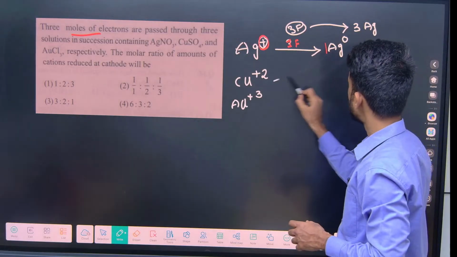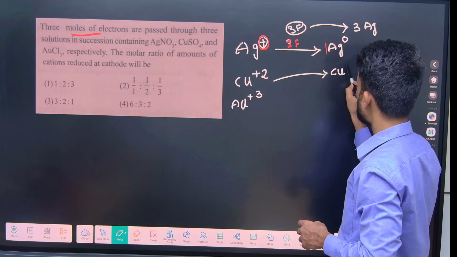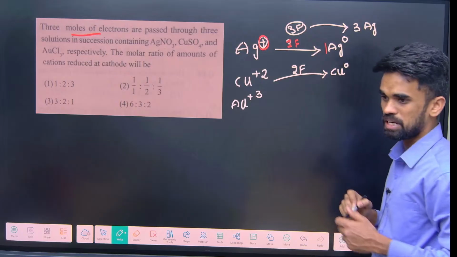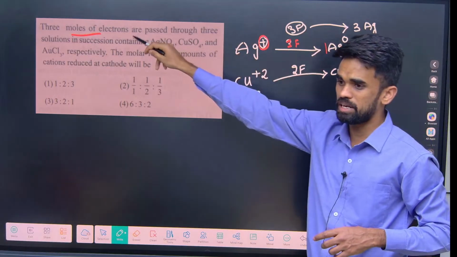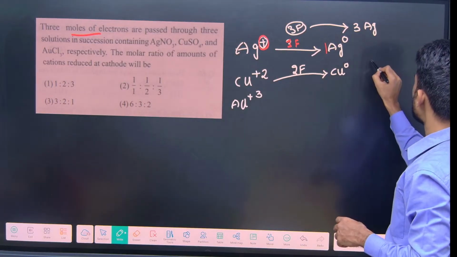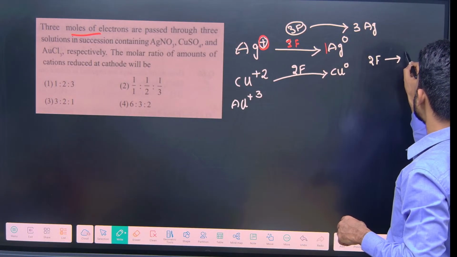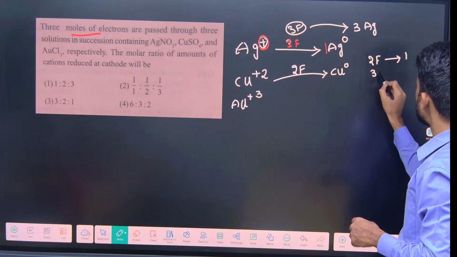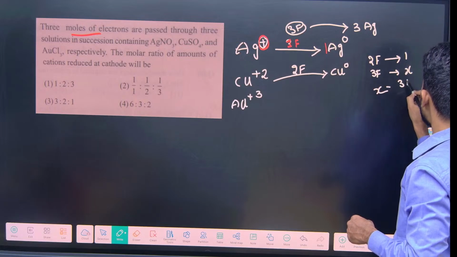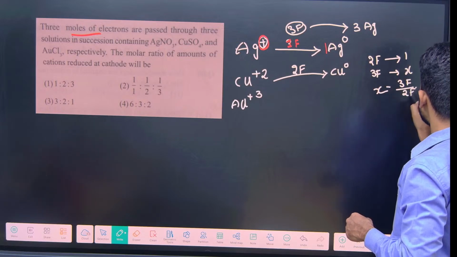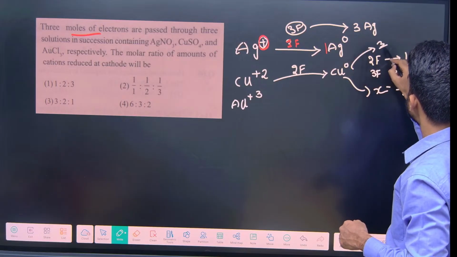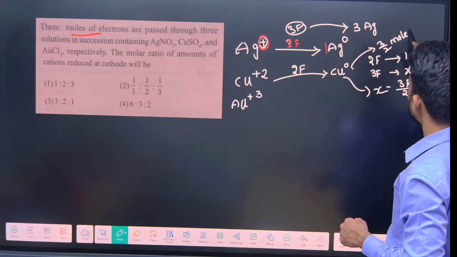Now here you check. To deposit copper, how many Faradays are required? 2 Faradays of charge are required. But how much quantity is given? 3. So now what can we do? If I pass 2 Faradays, we'll get 1 mole of that. They have mentioned 3 Faradays, so I will get X moles. So X will be 3 Faradays by 2 Faradays, 3 by 2 moles of copper is deposited. Is this clear?